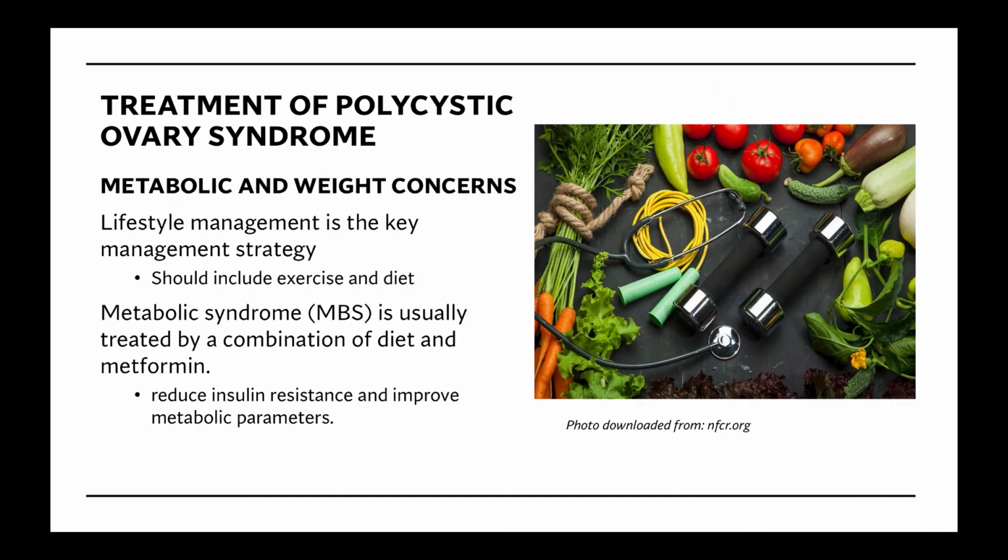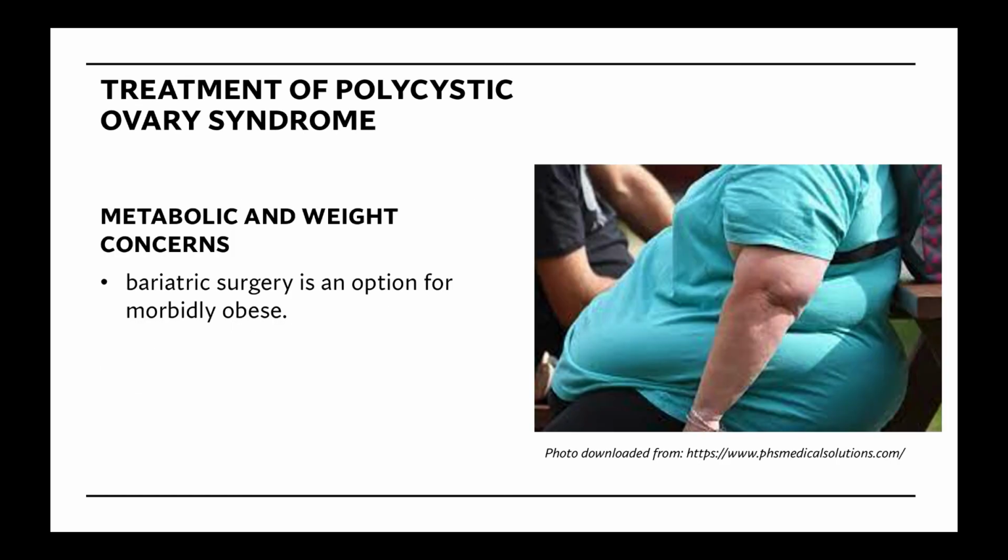Now, for metabolic and weight concerns, as I've already mentioned several times in the past few slides, lifestyle management should be the key management strategy or the first line in managing PCOS patients. And when we say lifestyle management, this should always include exercise and diet. Metabolic syndrome is usually treated by a combination of diet and metformin, and this will reduce insulin resistance and improve metabolic parameters. Bariatric surgery is actually an option for morbidly obese women or for women who have a very high BMI and have failed the traditional exercise and diet regimen.